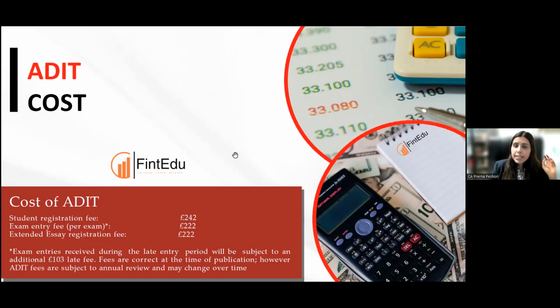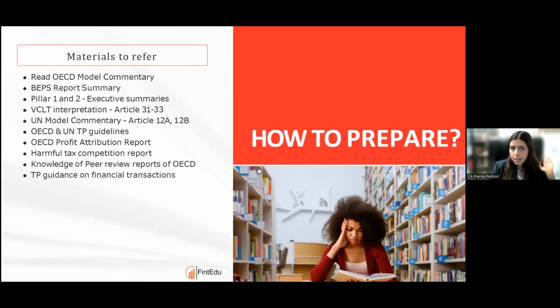Now, what are the materials to be referred for preparing for the examination? Specifically for PIT, I'm talking about. Read the OECD model commentary. As I said, you have to read the Vienna Convention on the Law of Treaties. You have to read Pillar 1, Pillar 2, the executive summary. It's humanly impossible to go through both in such a short time frame. Of course, you can go through over a period of time. You should have knowledge of the peer review reports published by OECD, the harmful tax competition report, the OECD profit attribution report, the OECD TP guidelines, the UN model commentary wherever it differs from the OECD commentary, and the BEPS report summary. So you have to go through all of that.